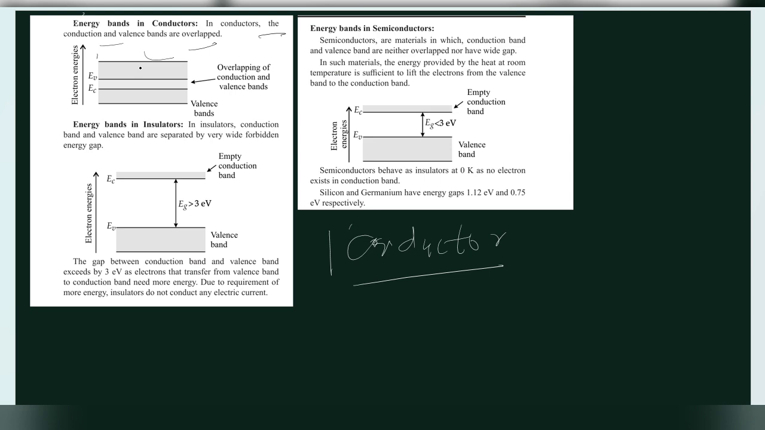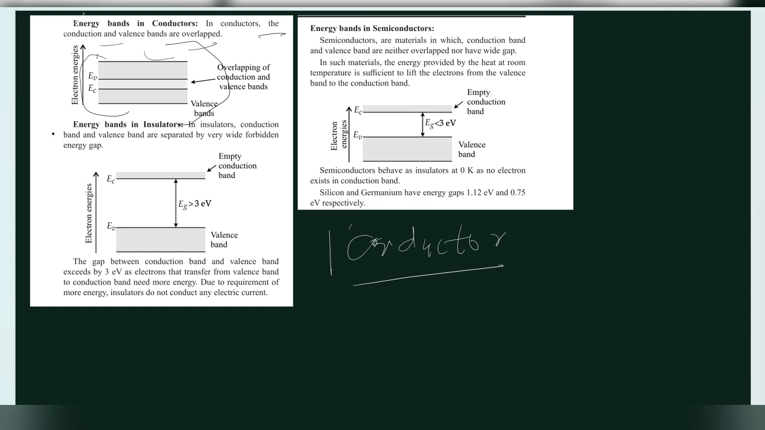So there is very less or no forbidden energy gap between the conduction band and the valence band in case of conductors. We can see in the diagram, both bands are overlapping with each other. It means that there is no energy gap or forbidden energy gap in case of conductors.